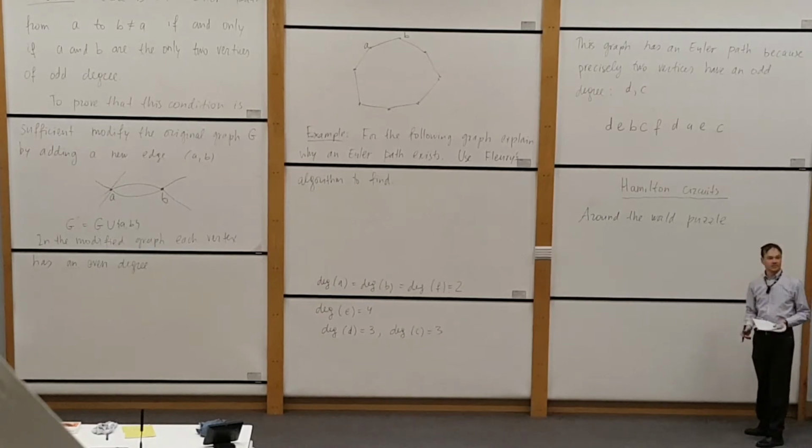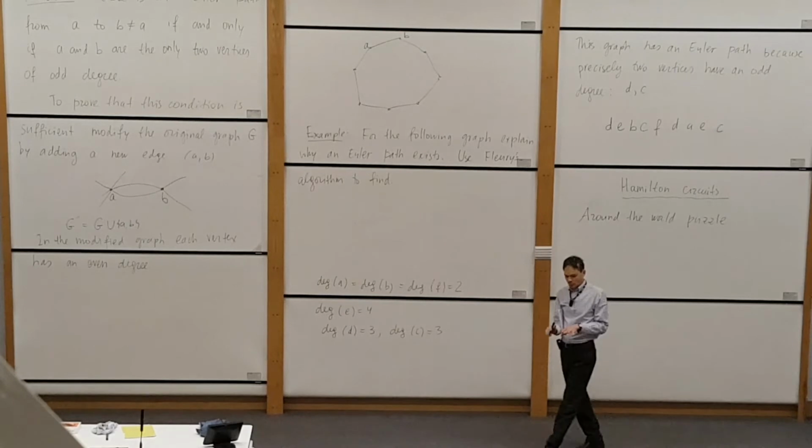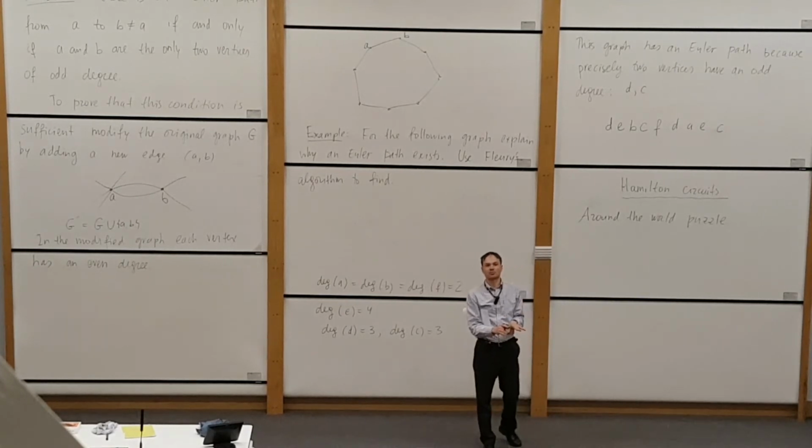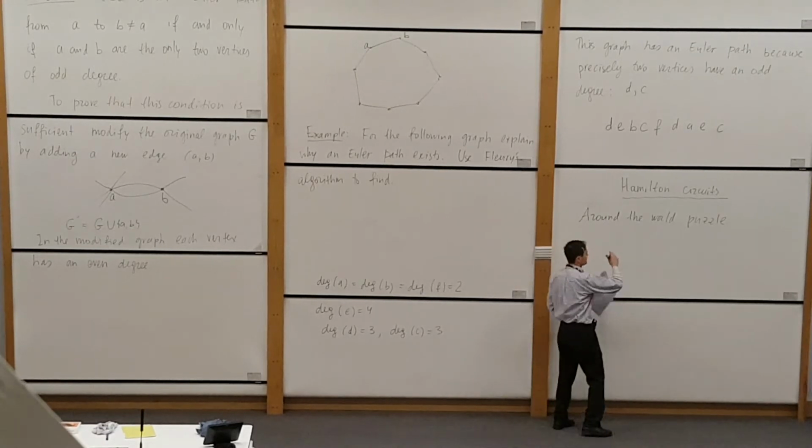And he was trying to sell it. So it was a physical object. So he found a manufacturer to produce wooden dodecahedrons. I hope I pronounced it correctly.